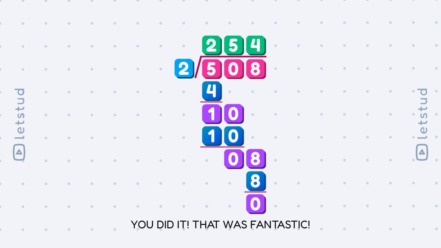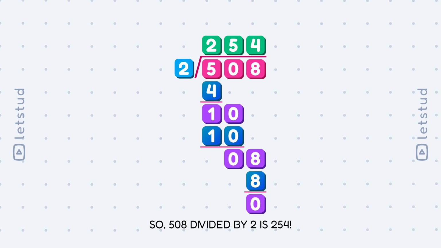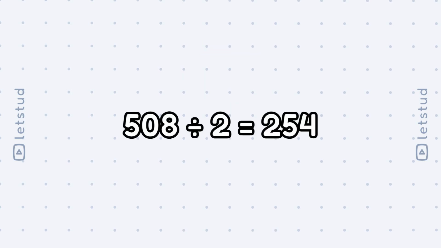That was fantastic. And that's the end of our division. We've successfully divided 508 by 2. So, 508 divided by 2 is 254. Great job, everyone. We just conquered dividing 508 by 2 using long division. Remember, breaking it down step by step makes even the biggest numbers friendly.